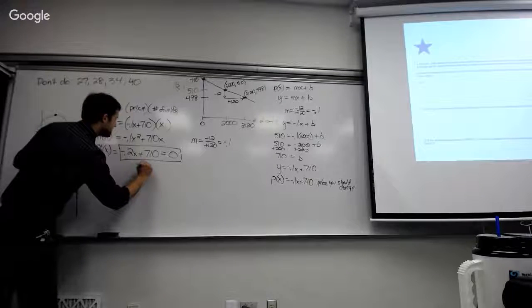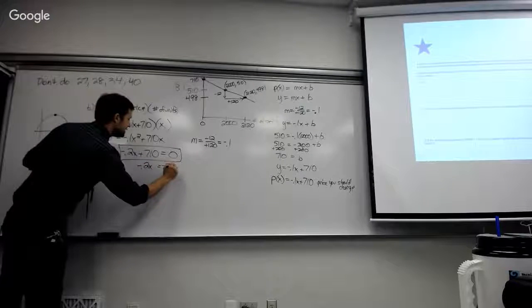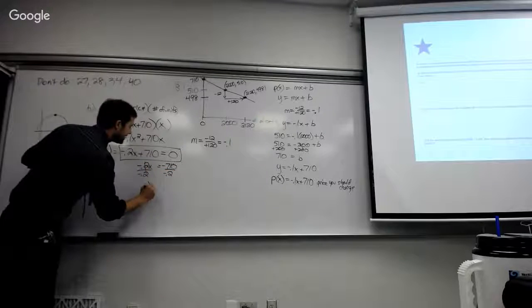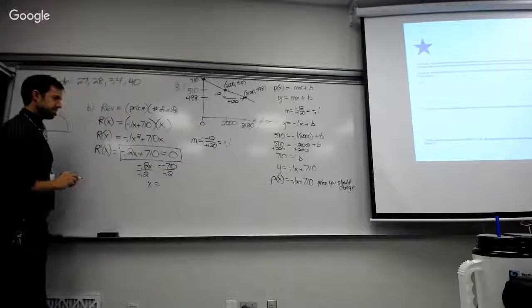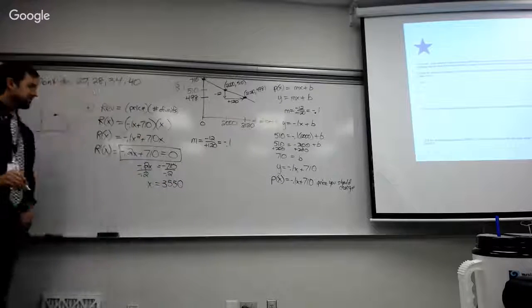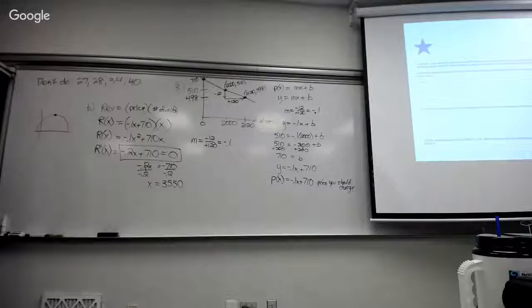So now we have negative 0.2X equals negative 710, and divide off the negative 0.2, and we get 3550. Yeah, 3550. Great. So that's what? The cost per TV?